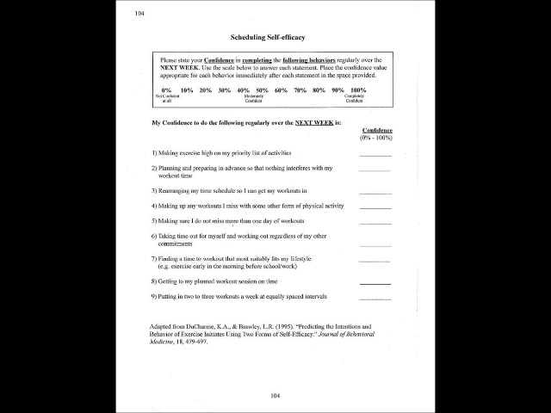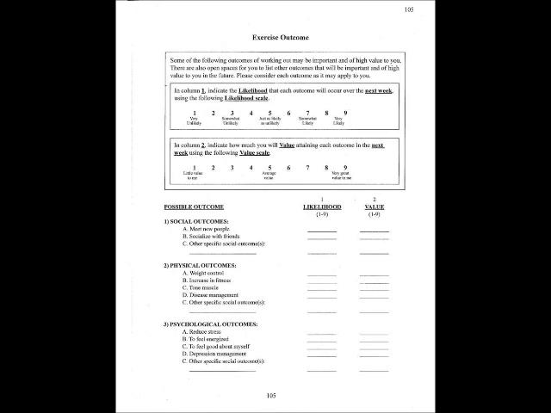Same with task self-efficacy on page 103. Complete that questionnaire. On page 104 is scheduling self-efficacy. You need to complete that questionnaire. Page 105 is exercise outcome. Please complete that one as well. Those are all self-explanatory. You're going to read the directions and do those.